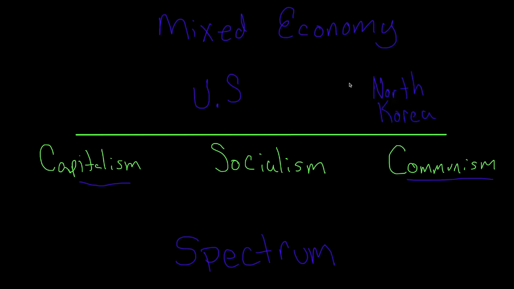But countries could fit anywhere in here, right? They could fit more towards capitalism, have no restriction, no government ownership, or they could have a little more government ownership than the United States and a little less than North Korea. So this is a spectrum. You could be anywhere on this line.